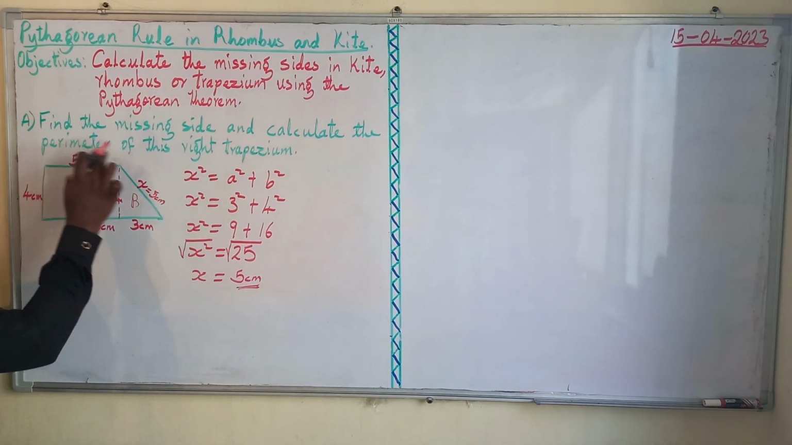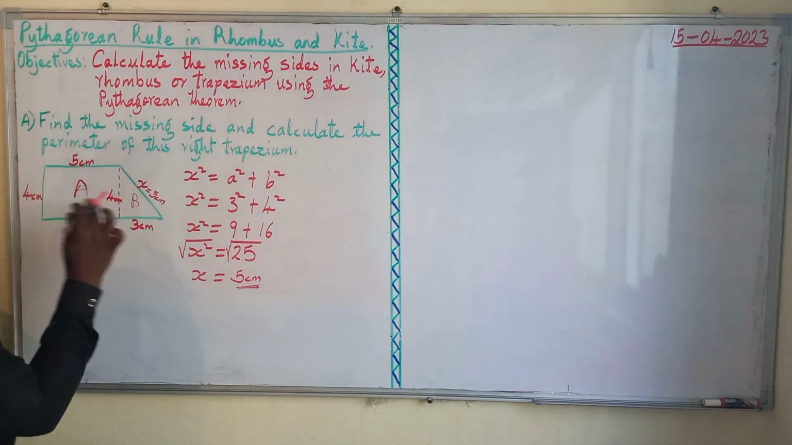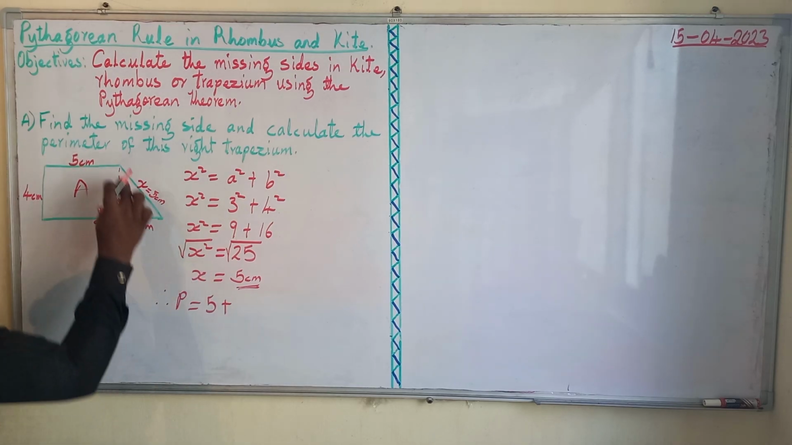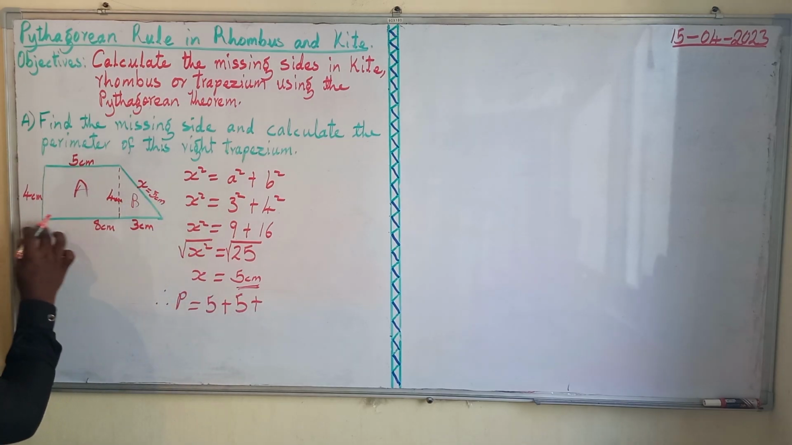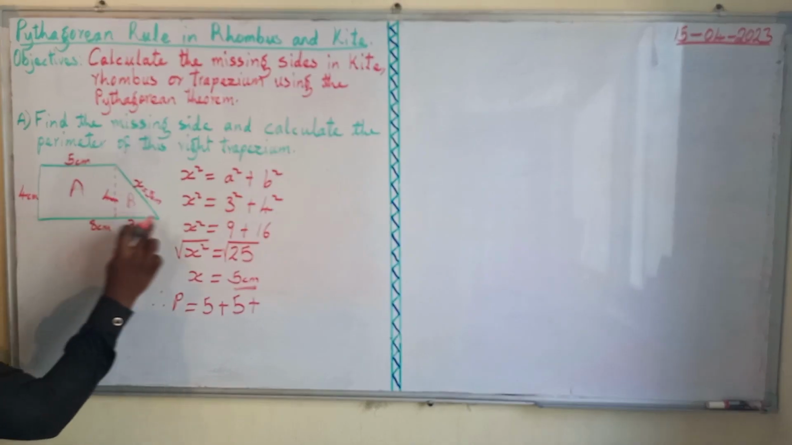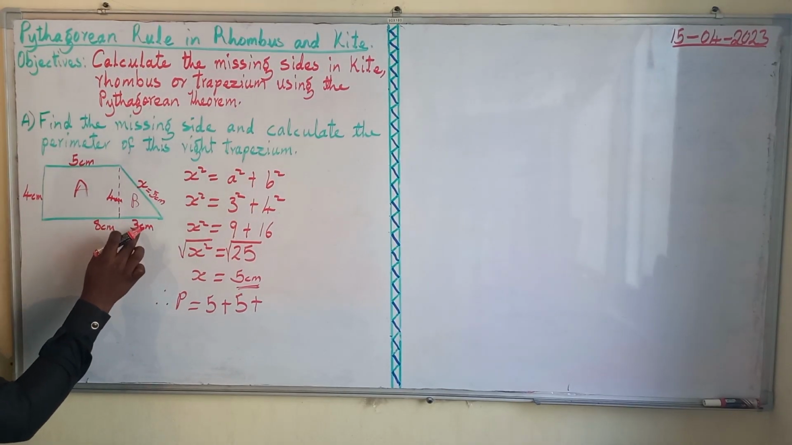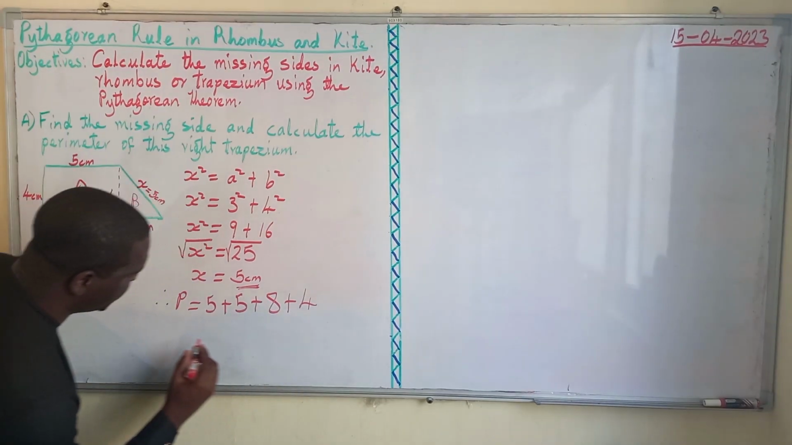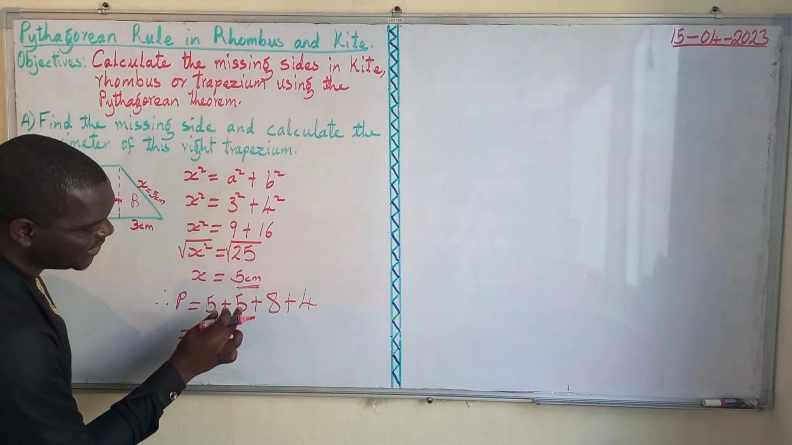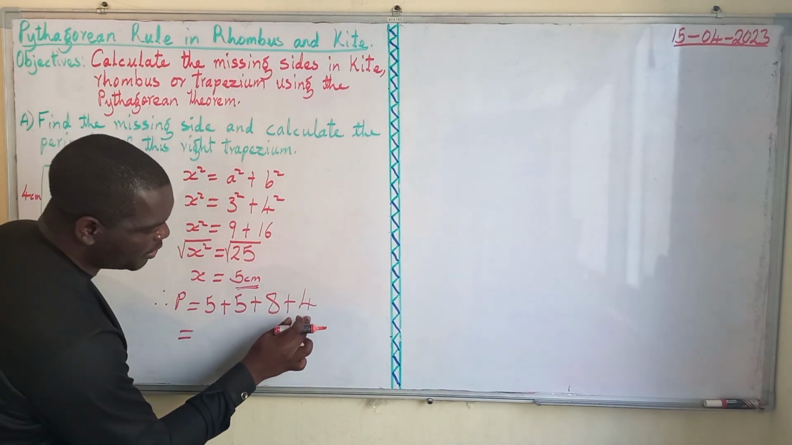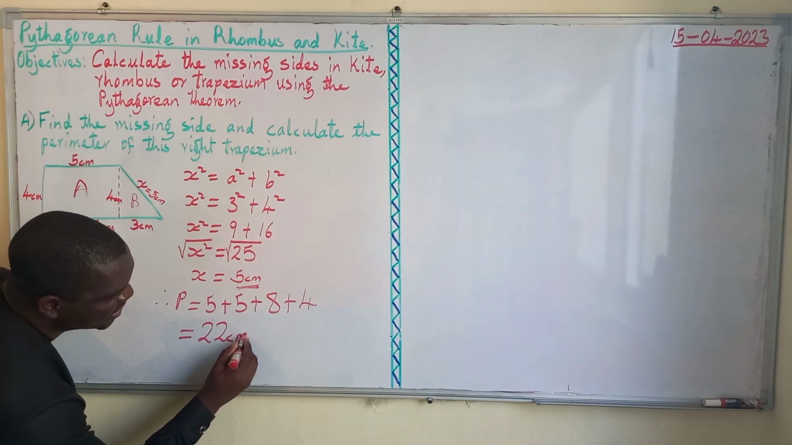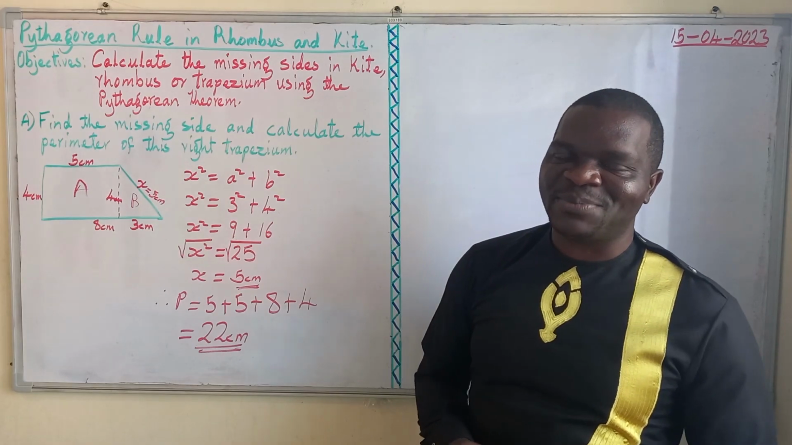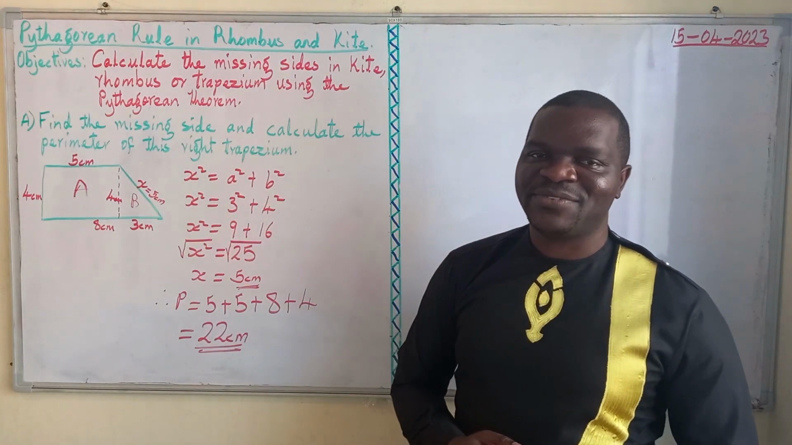If we have all these sides, then we can easily find the perimeter. Therefore, perimeter will be equal to 5 plus 5 plus 8. This is 8 and not 3 plus 8. All along it is 8, or you can say 3 and 5. But we use 8 plus 4, which will give us 5 plus 5, 10, 10 plus 8, 18, and 18 plus 4 is 22 centimeters. So this is how simple it can be. It is just to keep your eyes open and see what they're actually asking for there.